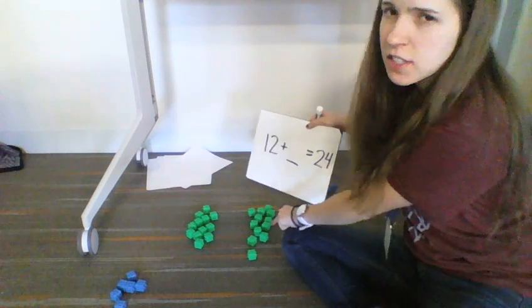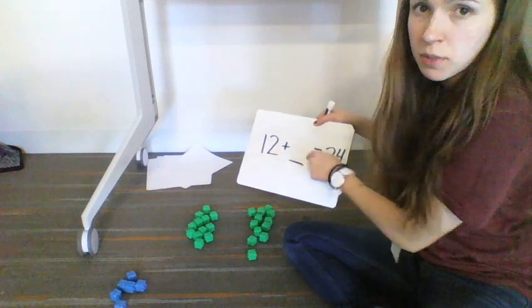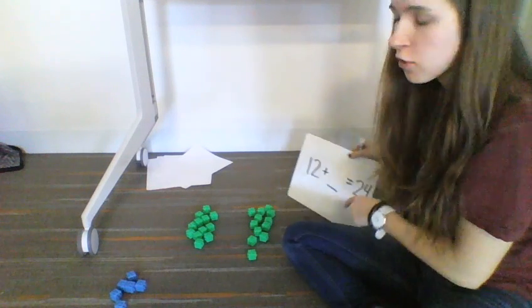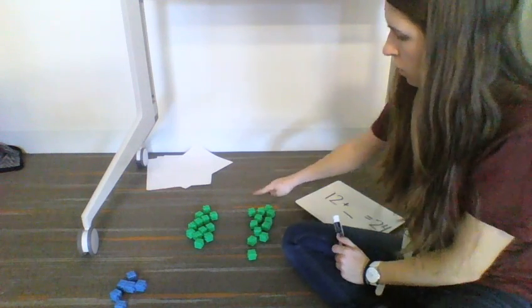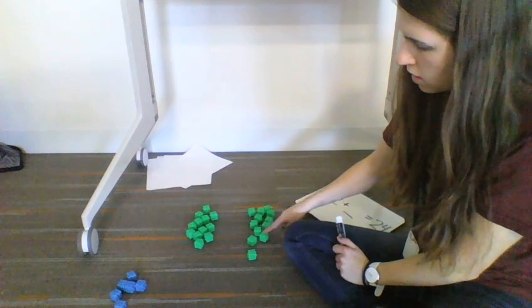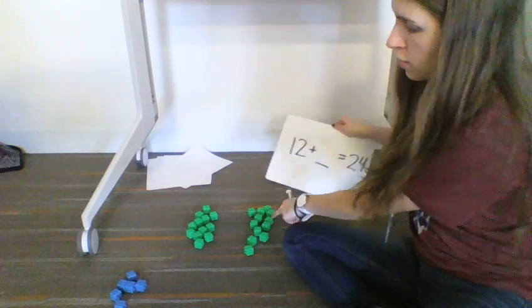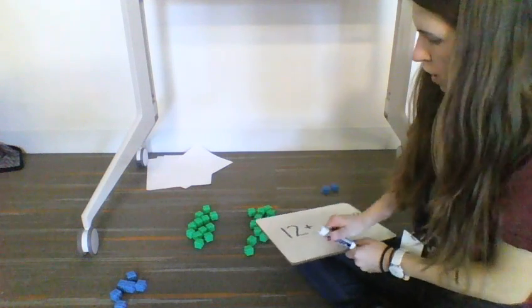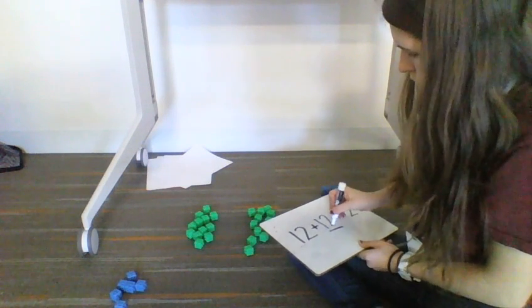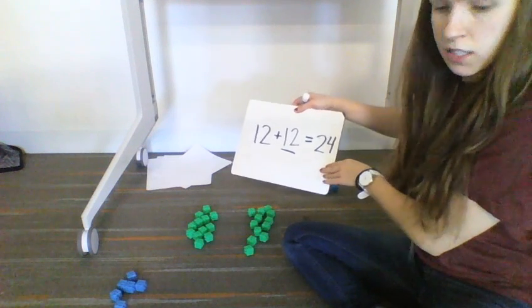So let's count this side to double check that it's 12 also. So remember, these 2 numbers should be the same if you split them into 2 even groups. So 1, 2, 3, 4, 5, 6, 7, 8, 9, 10, 11, 12. So there's also 12 in this group. So 12 plus 12 equals 24 would be your equation for this last example.